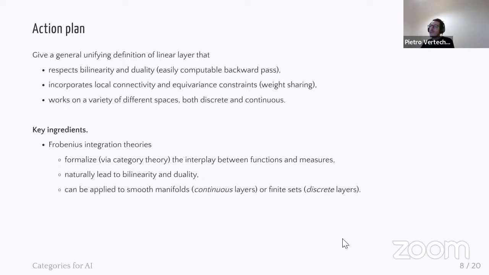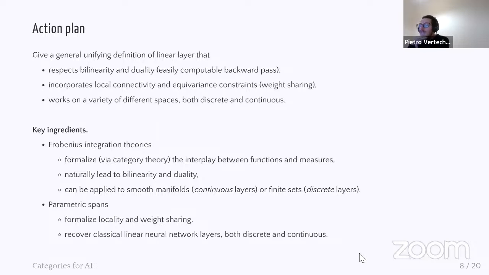So one is the notion of the Frobenius integration theory, which will formalize via category theory the interplay between functions and measures, which are dual to each other. And indeed, this will naturally lead to the notions of bilinearity and duality, and it's quite general, so it can be applied both to smooth manifolds in order for us to have continuous layers, or just to finite sets, more simply, to have discrete layers.